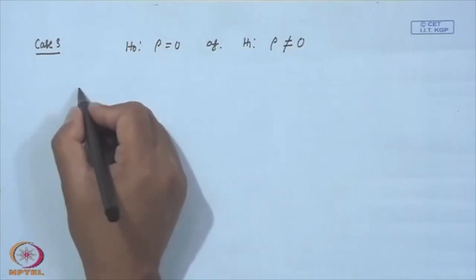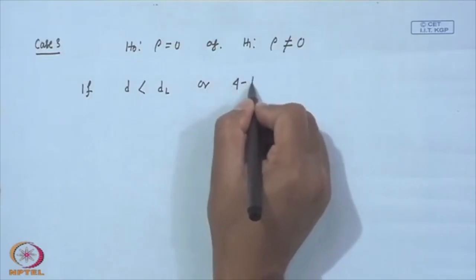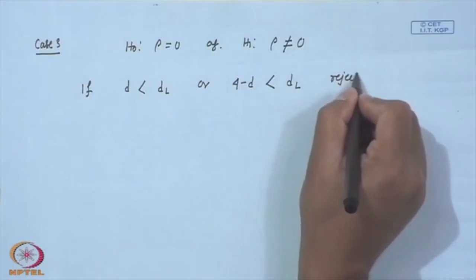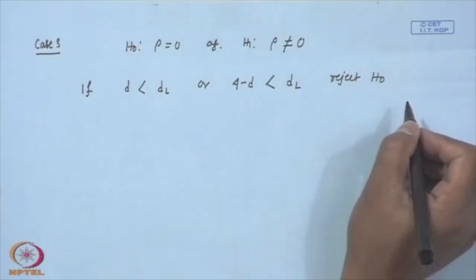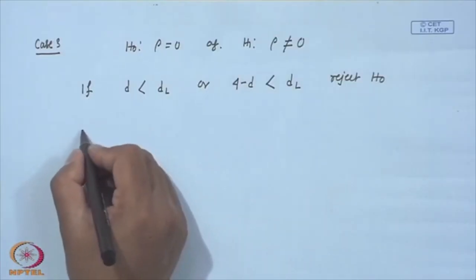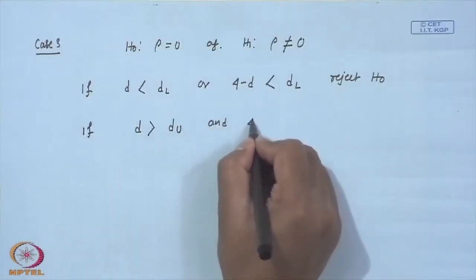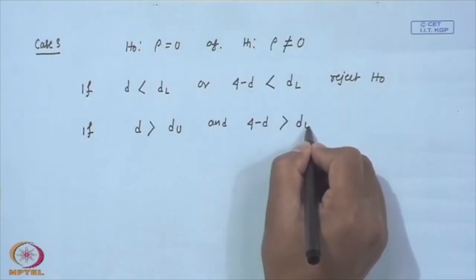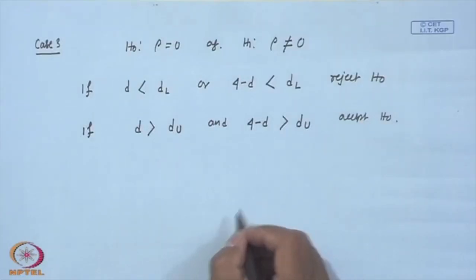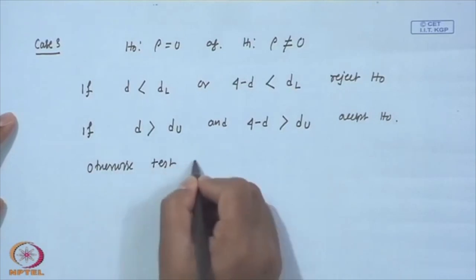Okay. And here if D is less than d L or 4 minus D is less than d L, we reject H naught. So, a small value of D indicates that there exists autocorrelation, and if D is greater than d u and 4 minus D is greater than d u, then you accept H naught. So, a high value of D indicates that there is no autocorrelation in the error, and otherwise the test is inconclusive.